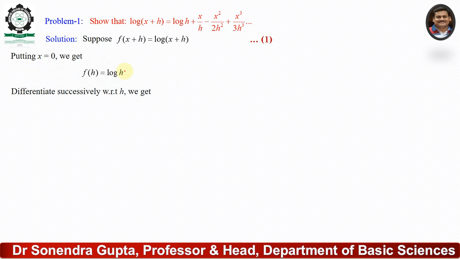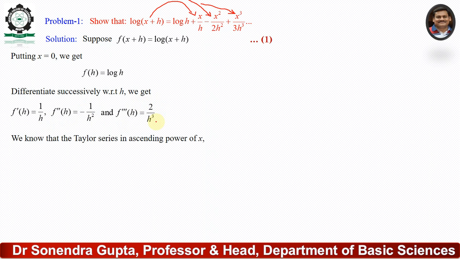One thing to remember: when we expand the function in ascending powers of x, it means putting the value x = 0 in the given function. That is why we put x = 0 here and get f(h) = log h. Again we differentiate f(h) = log h with respect to h, that means f'(h) = 1/h, f''(h) = -1/h², f'''(h) = 2/h³, and so on.